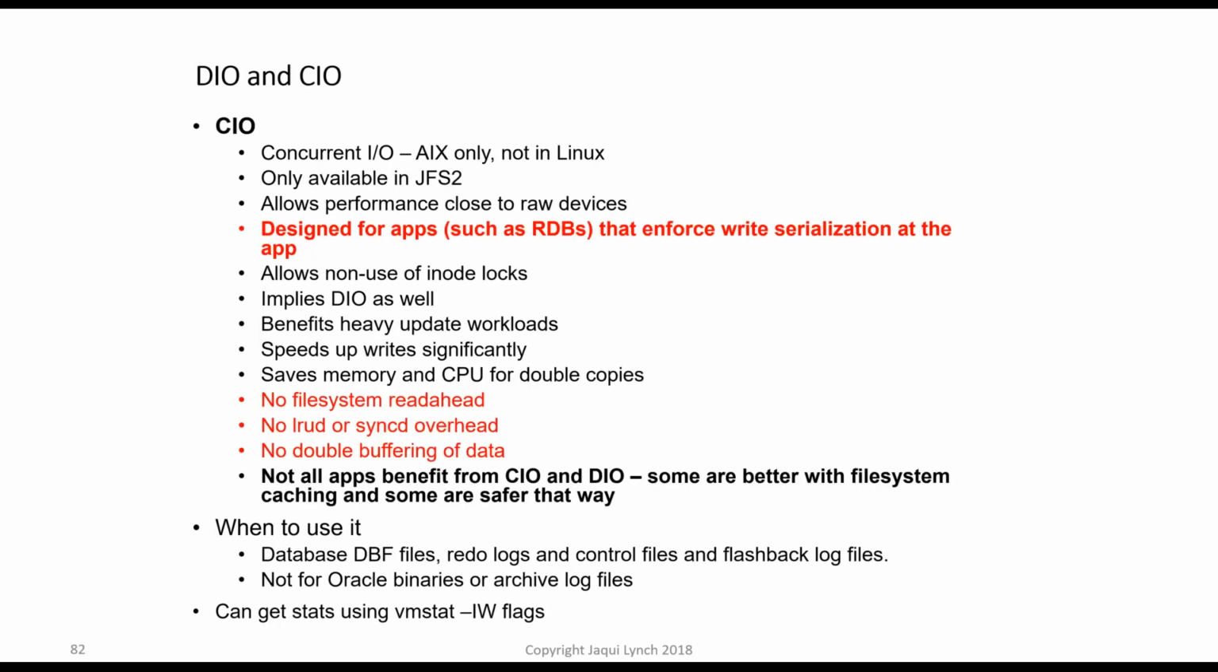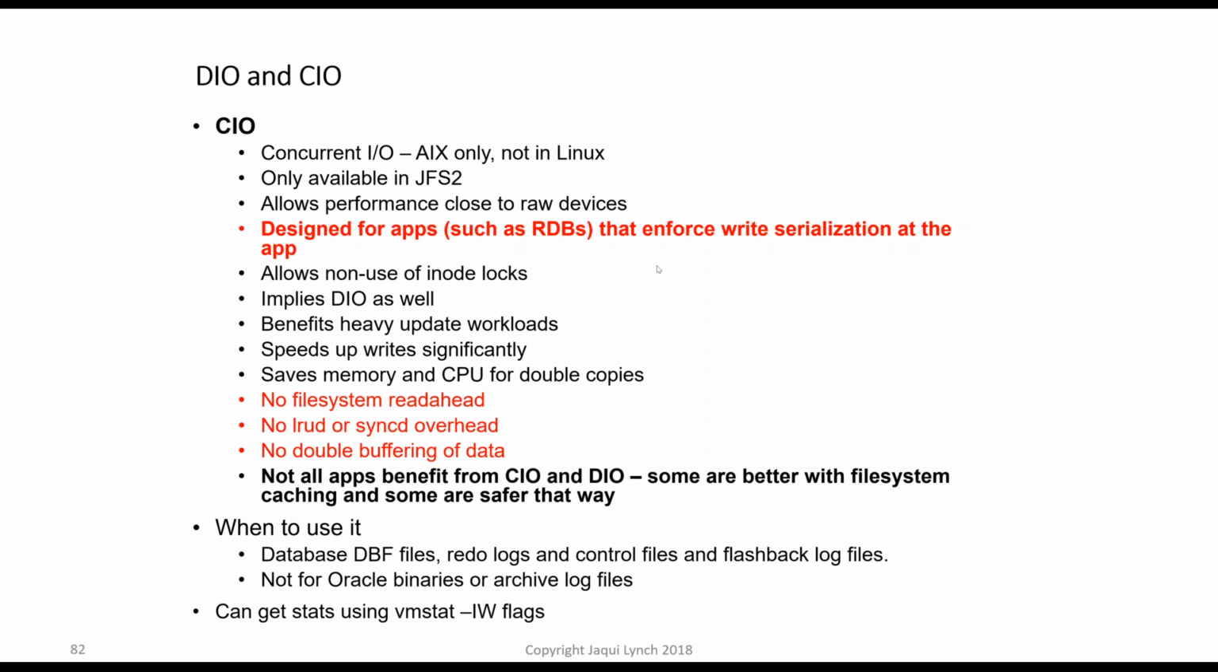Now, concurrent IO is only on AIX, and it's only for JFS2, but it is built on top of DIO, and it's what gets you the performance that's close to raw devices. So a lot of people moved away from raw devices into JFS2 because they could use concurrent IO. The key thing to note, you've still got the same limitations in terms of you don't get file system read ahead and so on. You do get the memory and CPU savings.